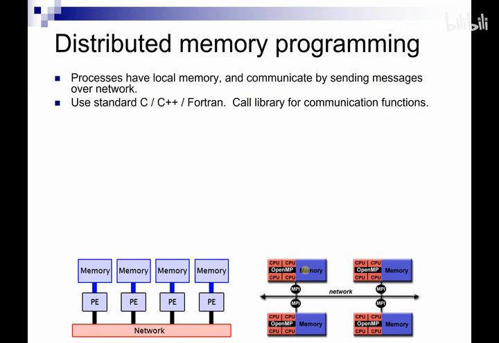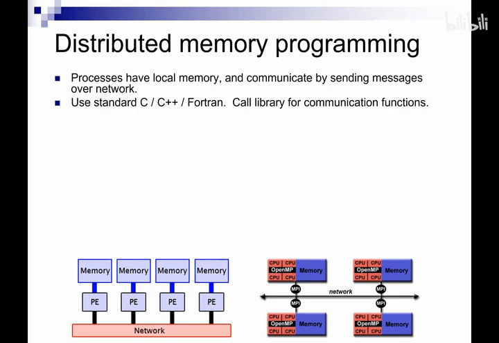Within each one of these nodes, we have a shared memory situation, because all of the processors within a node can access any piece of memory in its own chunk of memory. So within a node we have shared memory, but across different nodes we have distributed memory. And today we're going to talk about how to program these distributed memory machines.